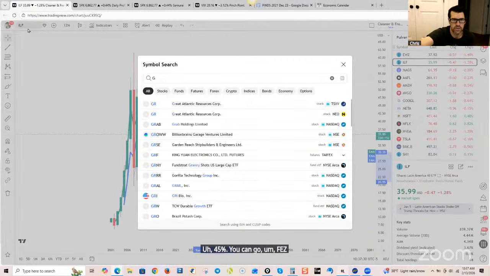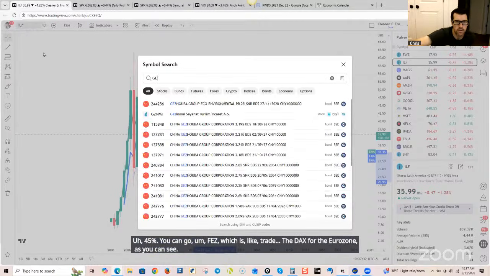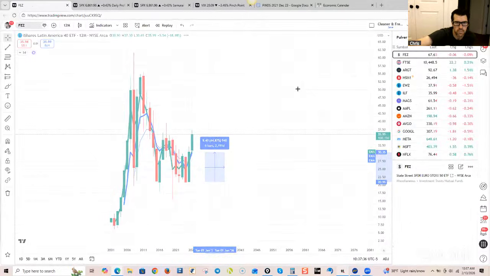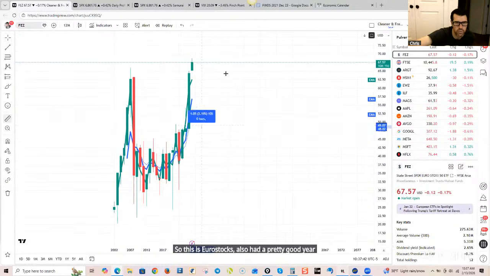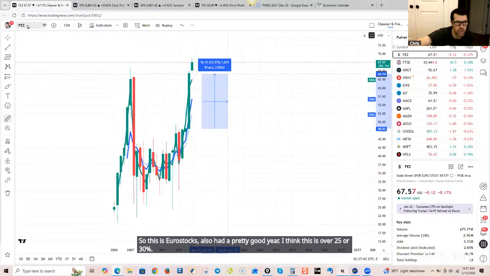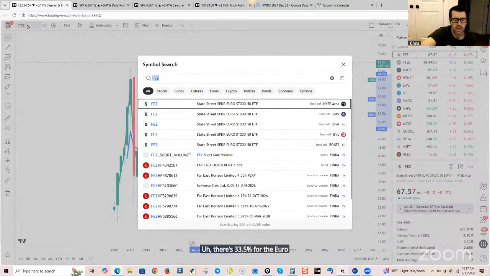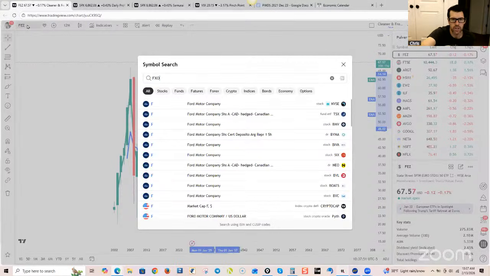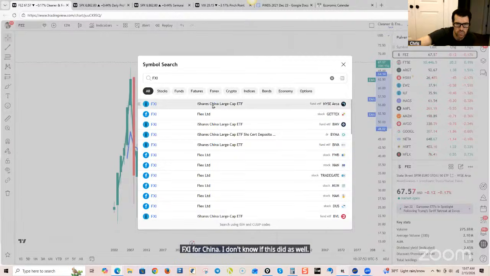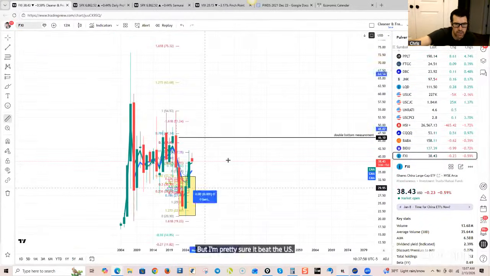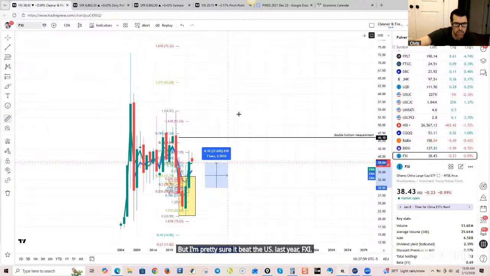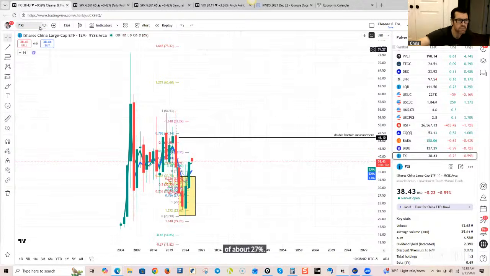You can go FEZ, which is like trading the DAX for the Eurozone. So this is Euro stocks. Also had a pretty good year. I think this is over 25 or 30%. There's 33.5% for the Eurozone. What else? FXI for China. I don't know if this did as well, but I'm pretty sure it beat the US. Last year, FXI up about 27%.